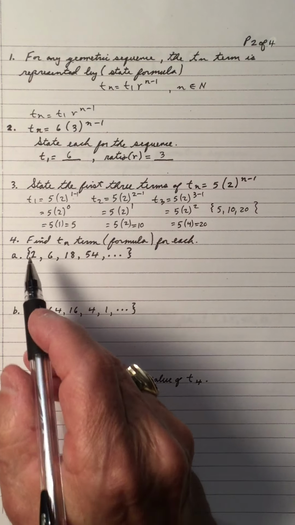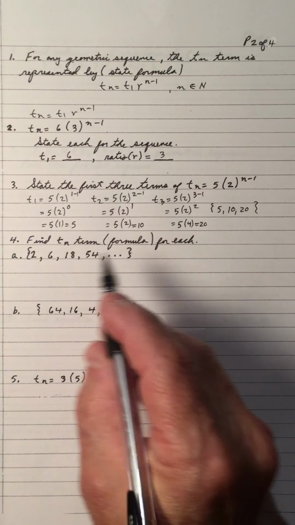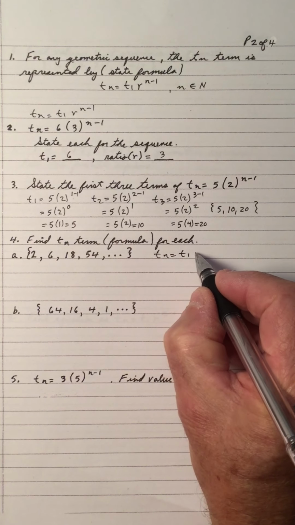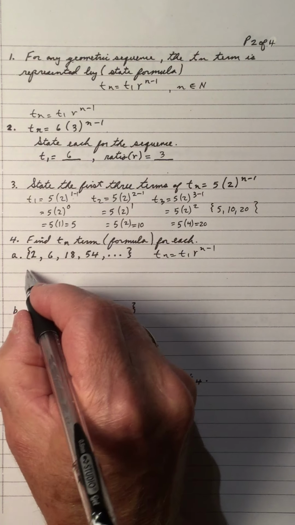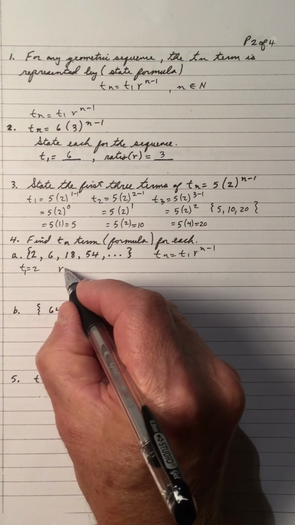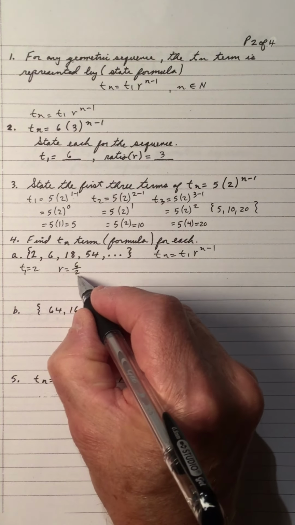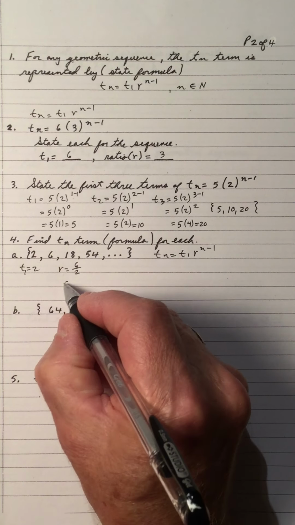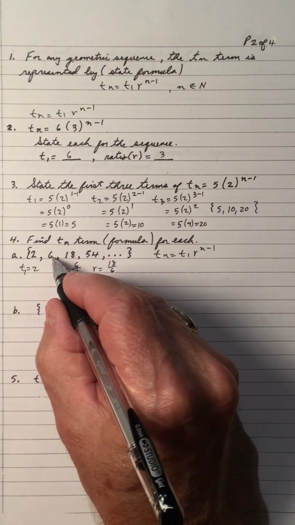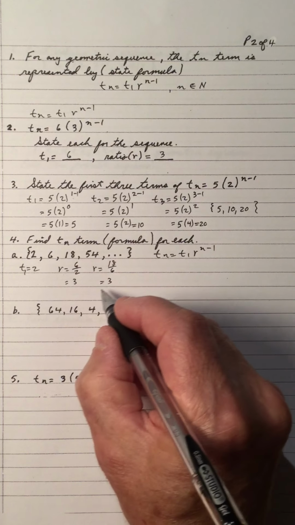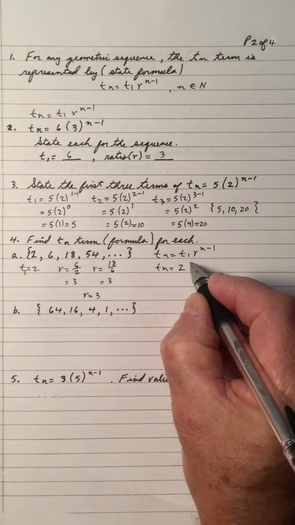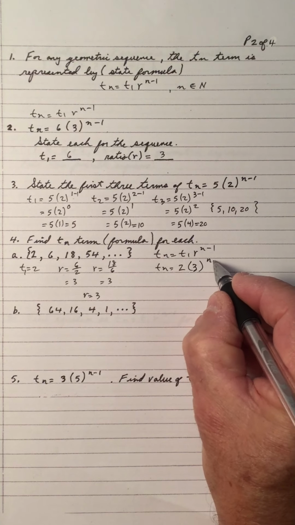Makes sense. Number 4, find the Tn term formula for each. Well, the equation is Tn equals T1 R to the n minus 1, and T1 is 2. And let's see the ratio. 6 divided by 2, T2 divided by T1, is 3. Let's try another one. 18 divided by 6, T3 divided by T2, is 3, and that means the ratio is 3. So the equation is Tn, where T1 is 2, R is 3, and the exponent is n minus 1.